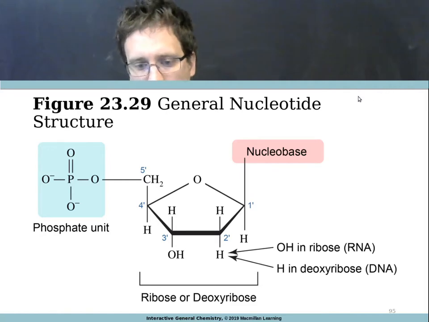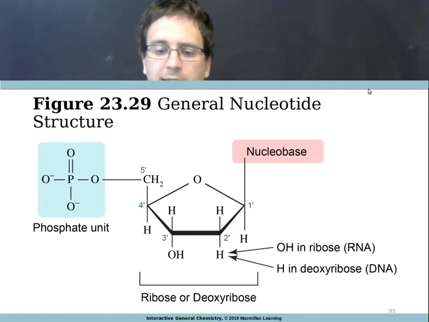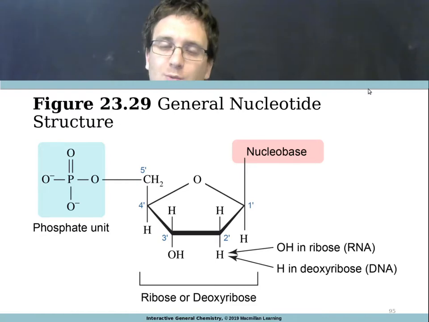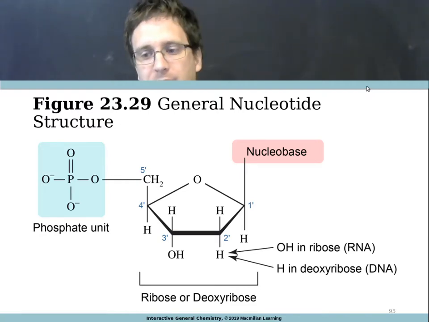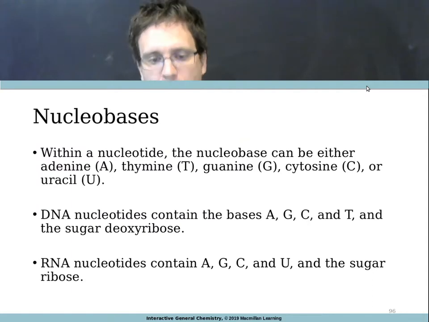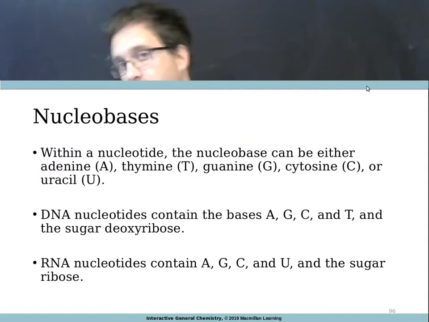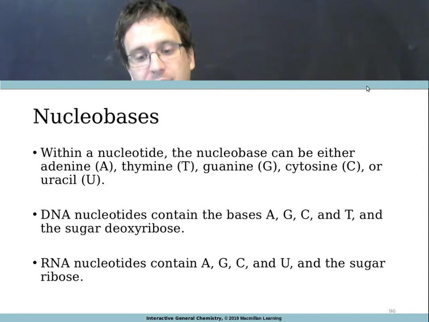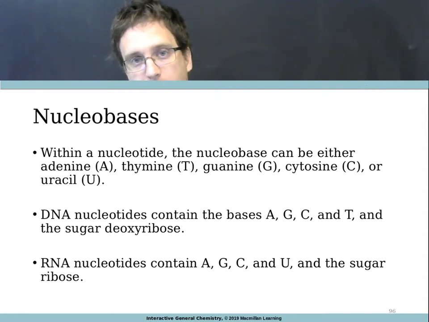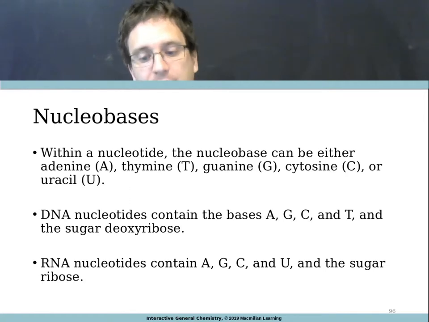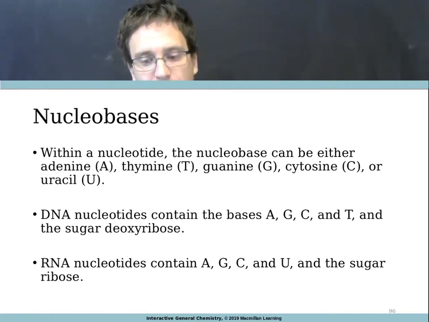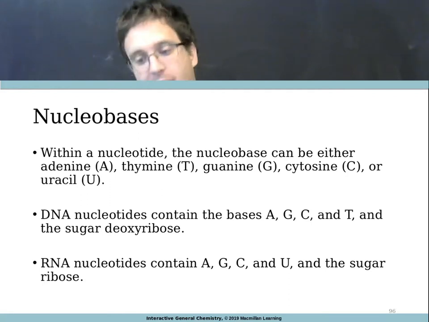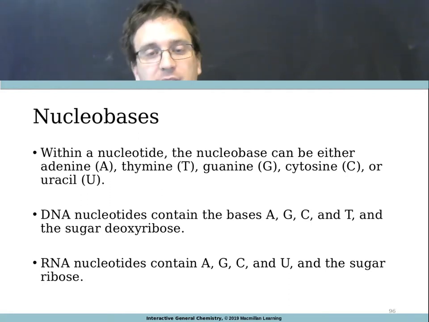So that is what a nucleotide looks like. A nucleotide is 1 phosphate, 1 ribose, and 1 nucleobase. So what is a nucleobase? There are 5 different kinds of nucleobases, and they're usually represented with a single capital letter: adenine, thymine, guanine, cytosine, and uracil, represented by A, T, G, C, and U.